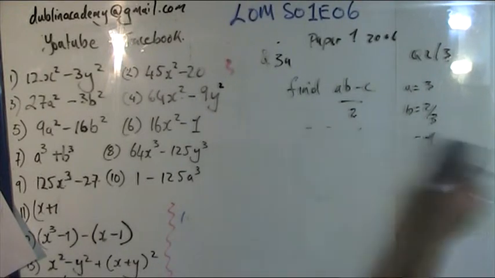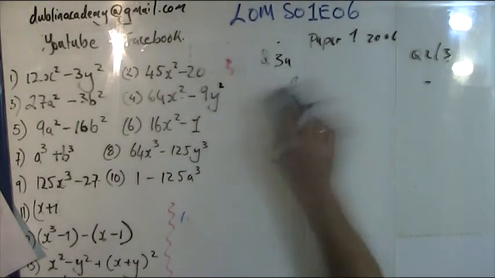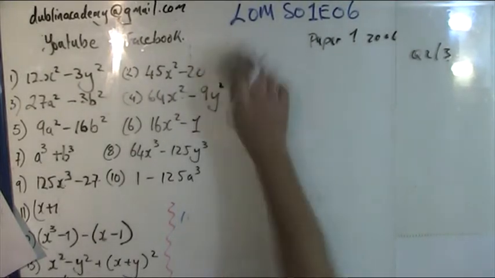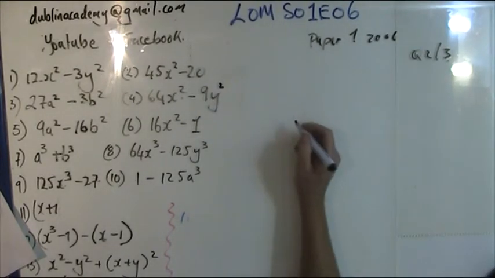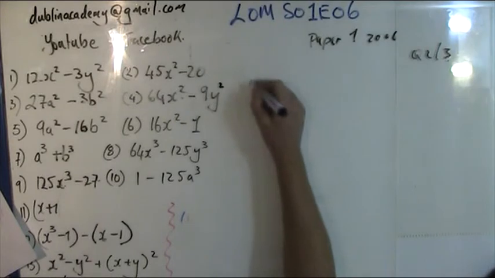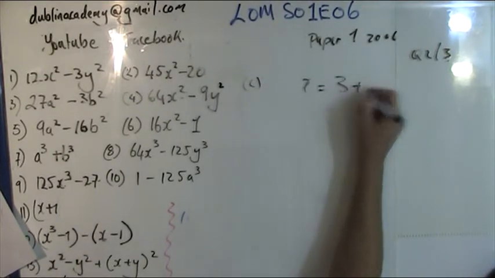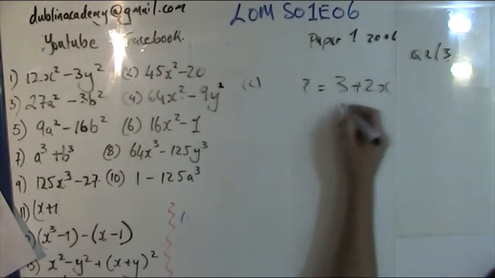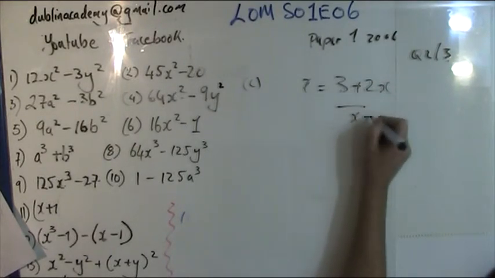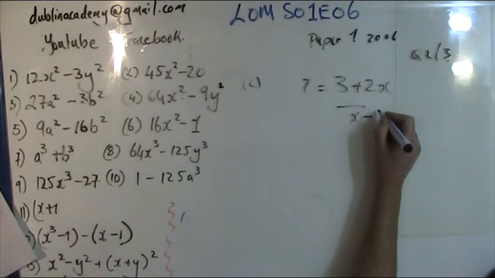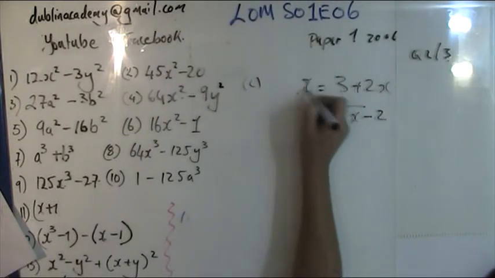Any more difficult. So you just get the habit of solving these questions and then doing them. And we're going to move on to the next question. C is x is equal to 3 plus 2x all over x minus 2. So x is equal to this.